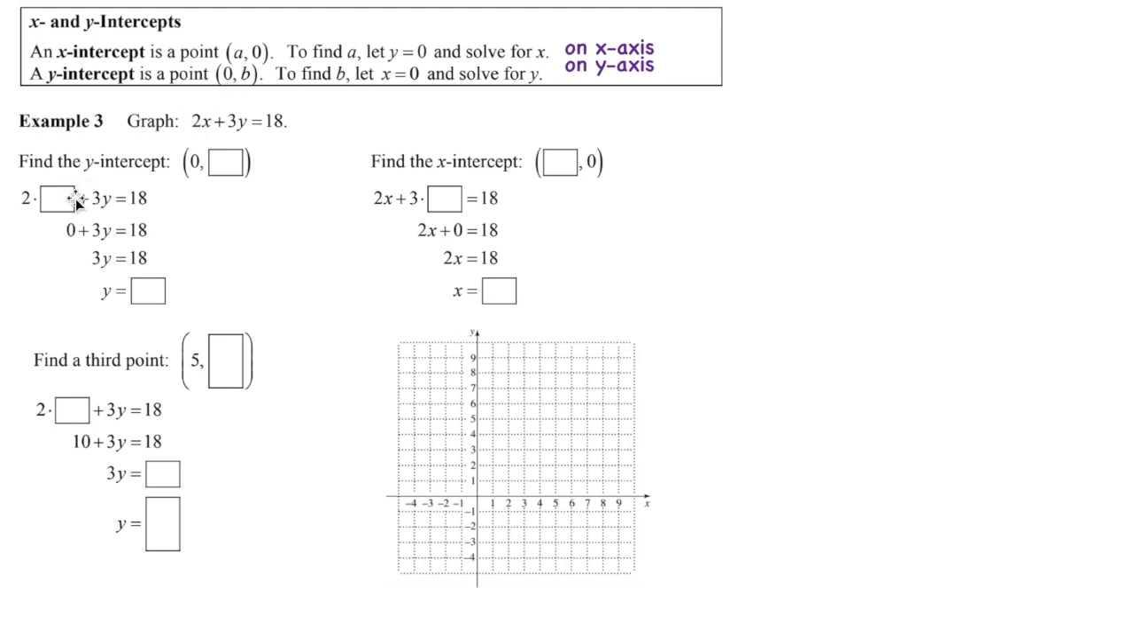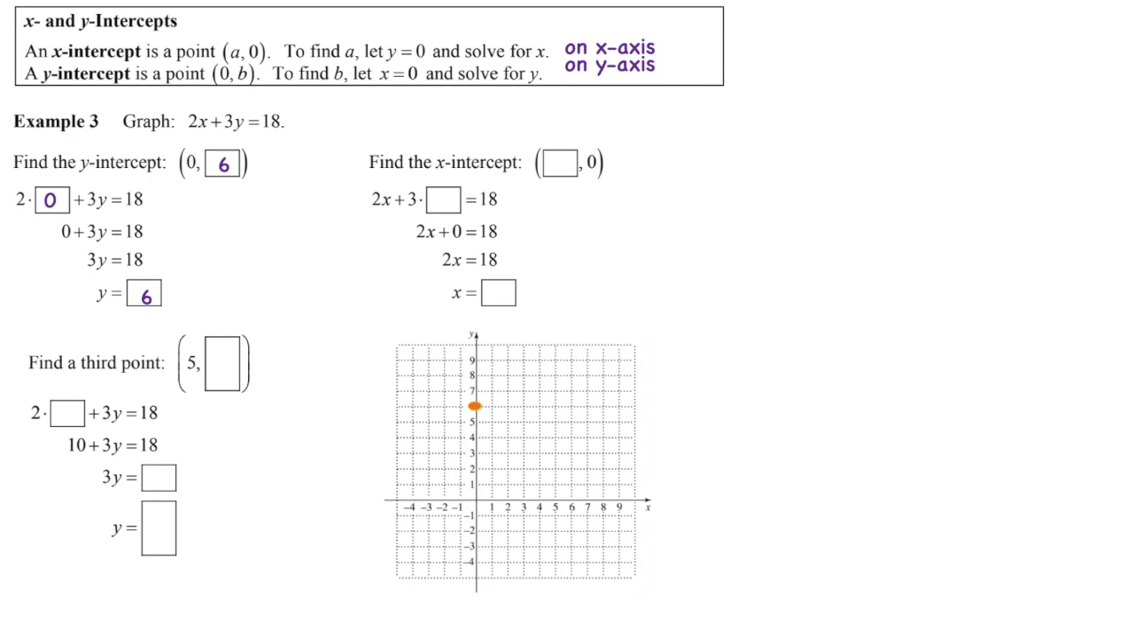When I substitute 0 in for my x value, we get 2 times 0 plus 3y is 18, or 0 plus 3y is 18. We know that that means nothing, it just disappears, a placeholder. Divide both sides by 3, so y is equal to 6. My point then is 0, 6, and I can plot that point on my graph.